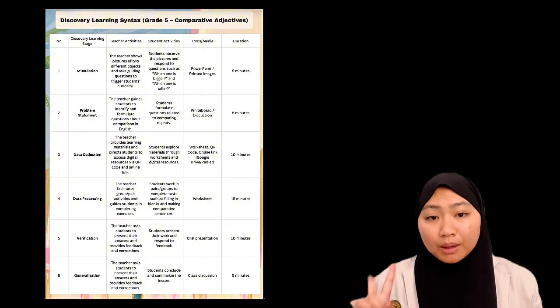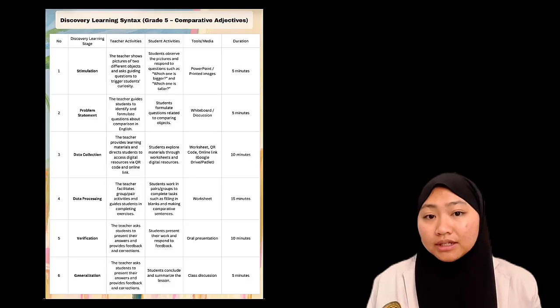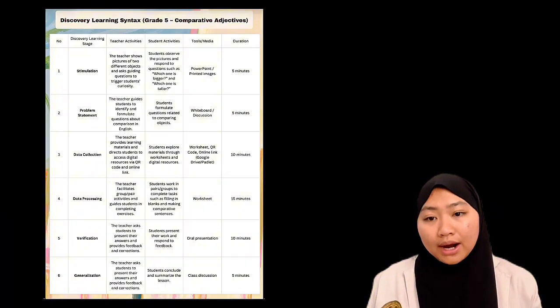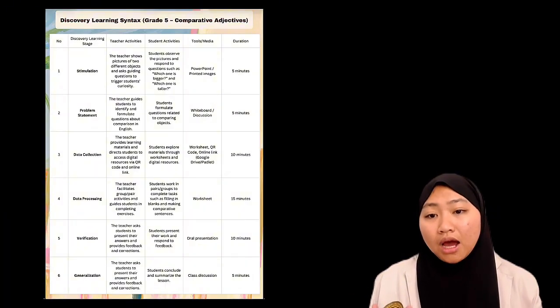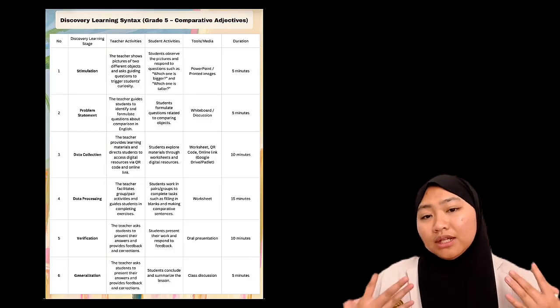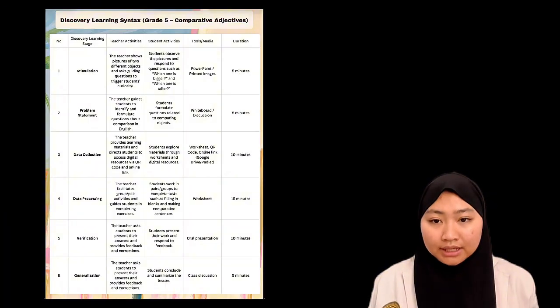Stage 2 Problem Statement. The second stage involves identifying the learning problem and asking students how English speakers compare different objects. Students inquire, how do we express one animal being bigger than another? This stage encourages students to identify the objective themselves and develop critical thinking.